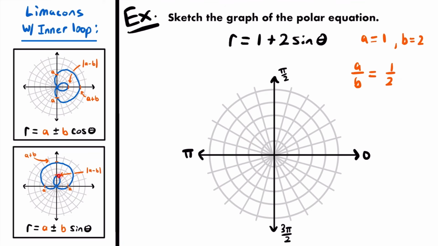You can also see that the top part of the loop is along the vertical axis at a radius of the absolute value of a minus b, and that this shape is going to cross through the polar axis at the value of a on either side of the vertical axis. So let's find each of those points using our values of a and b. A is equal to 1 and b is equal to 2. We know that a plus b is equal to 1 plus 2, which is equal to 3.